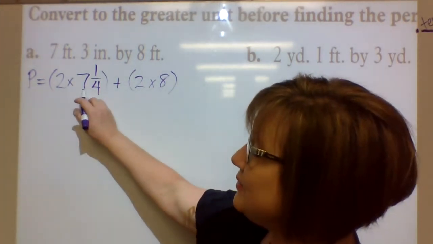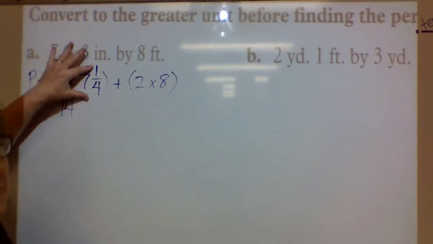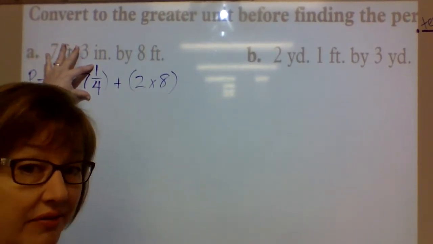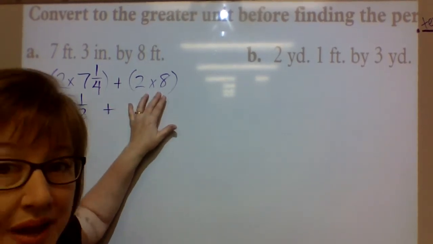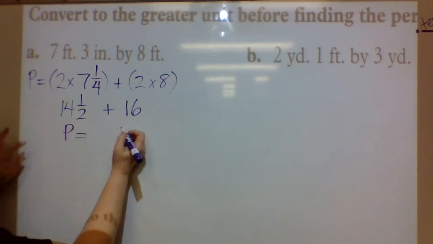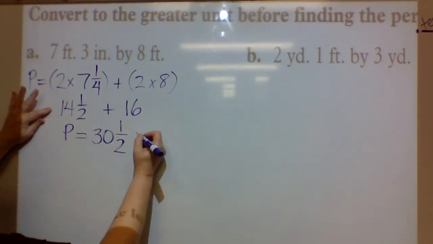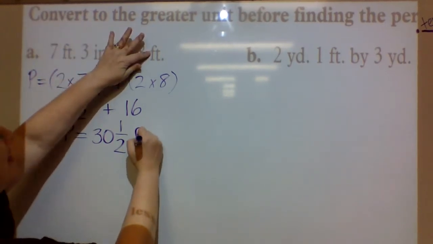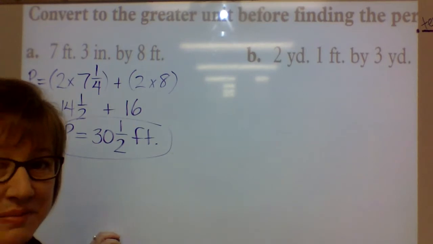2 times 7 is 14, and 1/4 plus 1/4 equals 1/2, right? So 14 1/2 plus 2 times 8, which is 16. So our perimeter, you add these together, equals 30 1/2 feet. Got to have the measurement there. Okay, does that make sense?